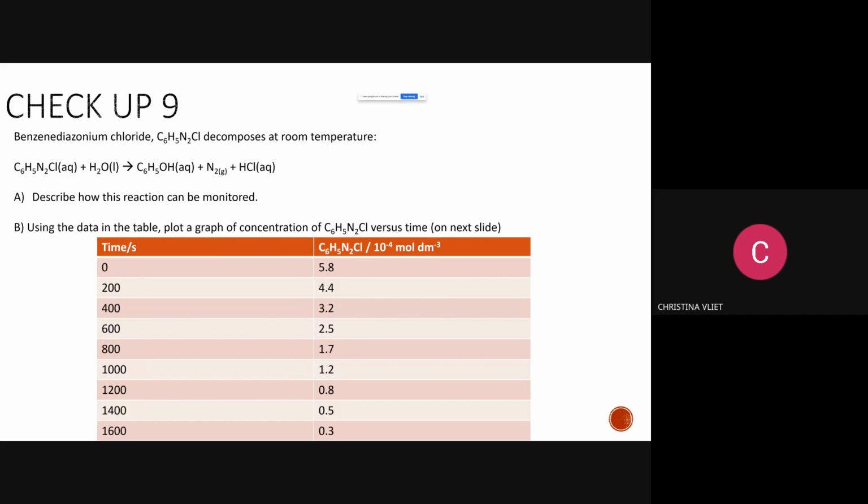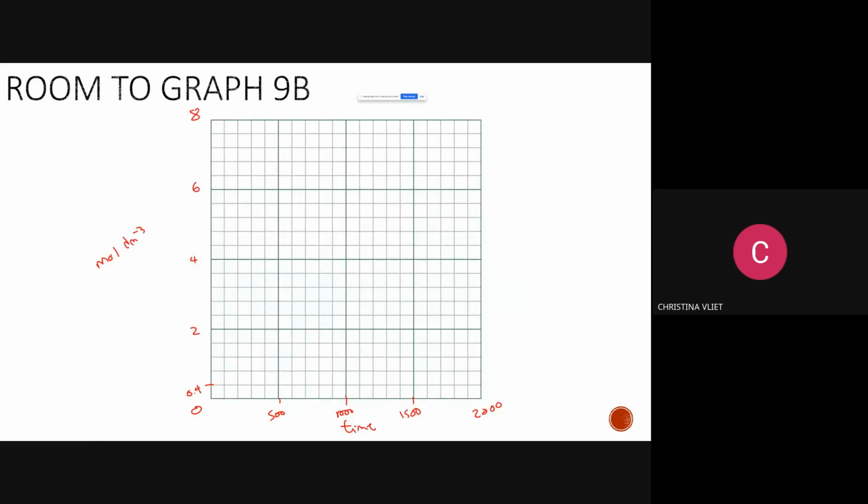Okay, I'm going to go ahead and start graphing it, because I need it to show you what to do next. So I have 0 and 5.8. I have 4.4 and 200, which I believe is here. No, that's 100. And then I have 400 and 3.2. No, it's 100, 200, 300, 400, 500. The next one I have is 403.2, which is here.